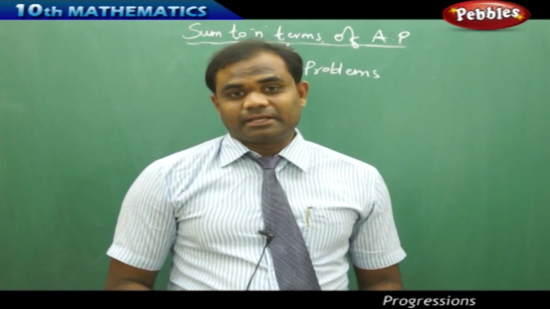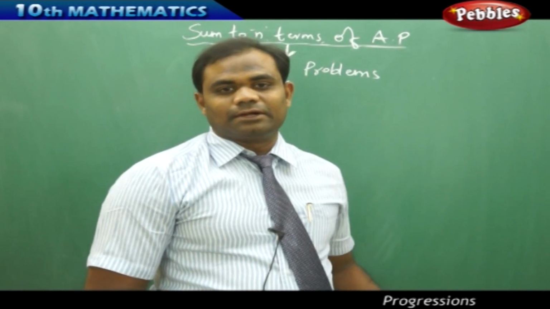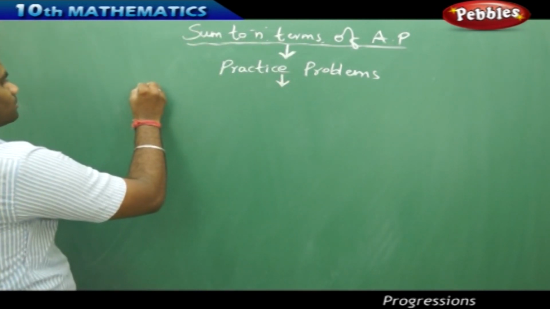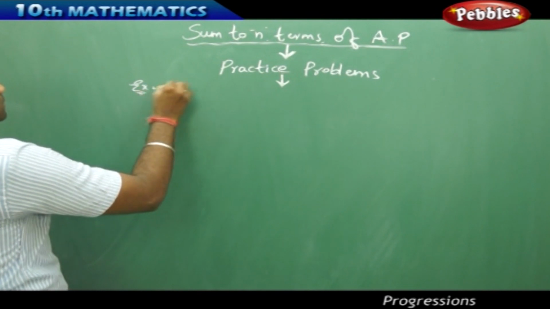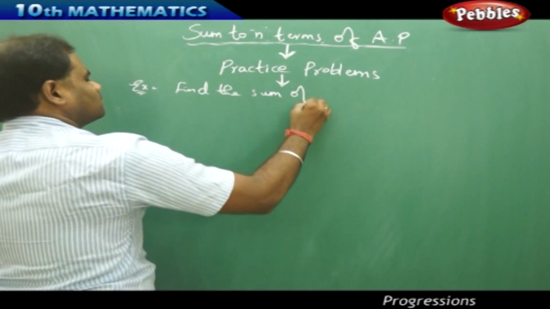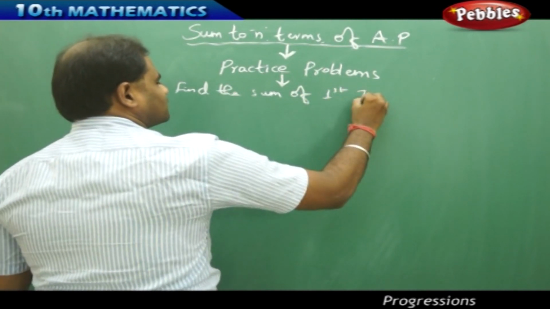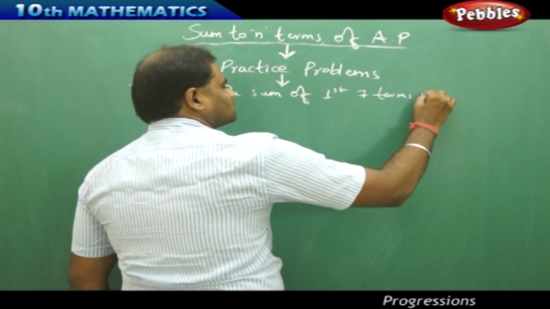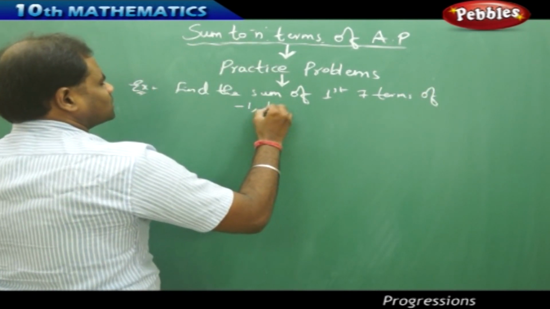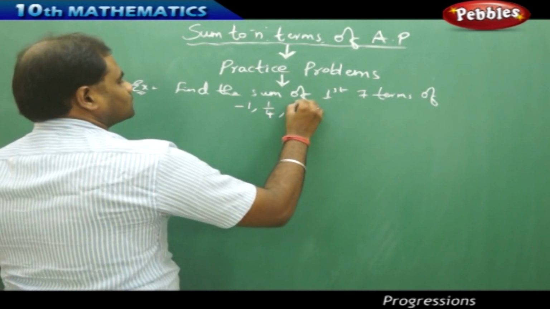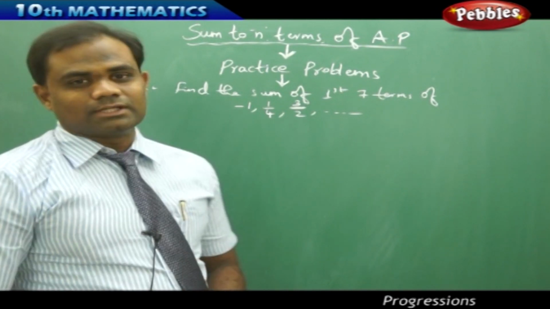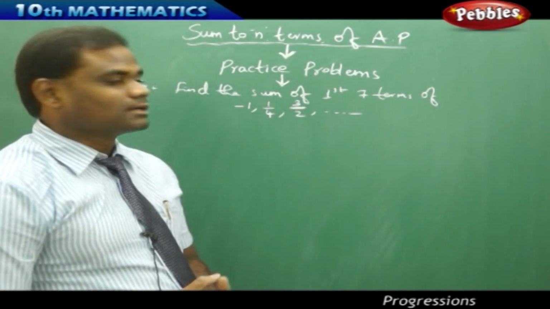Now let's see some example problems supporting the derived formula. Say, for example, I wanted to find the sum of the first 7 terms of, say, the pattern -1, 1/4, 3/2, and so on. In this case, I would like to find the sum of the first 7 terms.